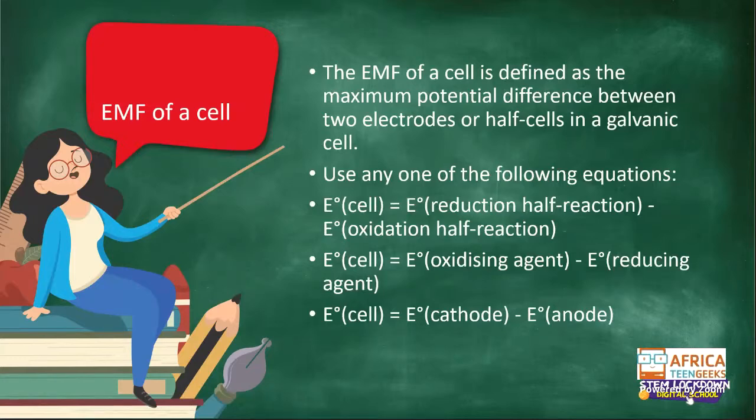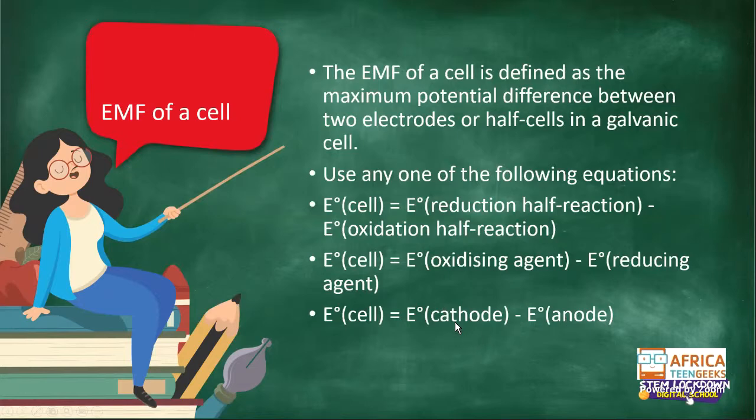Okay, then the next thing that I was starting to explain yesterday is EMF. So EMF is just the potential difference in your cell, the maximum potential difference in your cell from your 2 electrodes in the half cells. And we can use 3 equations, and they're basically the exact same equation. We're just writing it in a different way to work it out. So to find your EMF, which is just this electron potential for the cell, it is equal to the reduction half reaction value minus the oxidation half reaction value, or it is just the oxidizing agent half value minus the reducing agent value, or it's the cathode value minus the anode value.